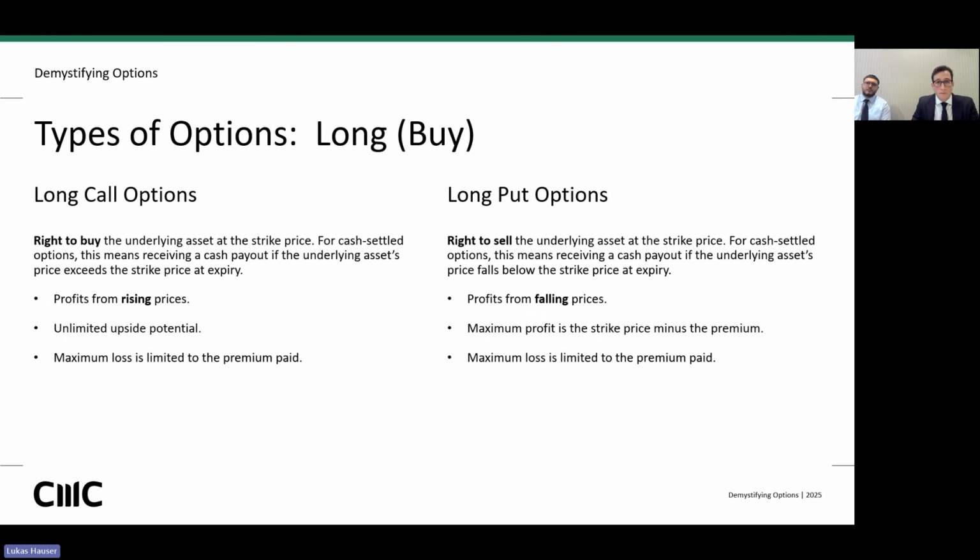Then for put options, I have the right to sell the underlying asset at the strike price, and here I benefit from falling prices. So this is a bit similar to buying a CFD or spread bet and selling a CFD or spread bet. Because on the left side here, I benefit from rising prices, and on the right side, with put options, from falling prices.